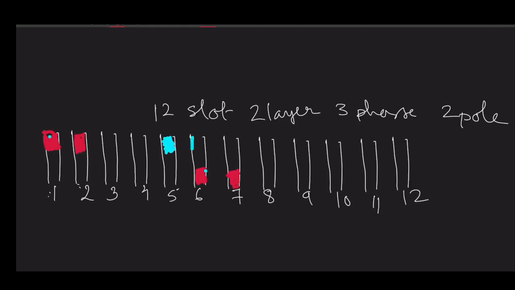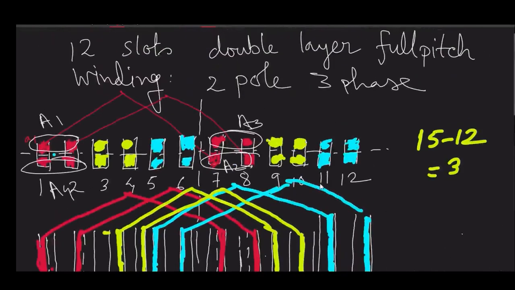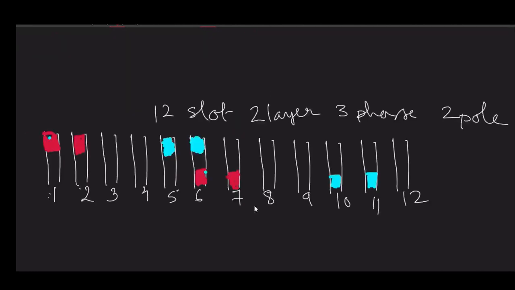So like the previous case, 5 and 6 will be occupied by the upper layer of B. Now what about the lower layer of B? Again we need 150 degree instead of 180. So instead of traversing 6 slots, now we will traverse only 5 slots. So 5 plus 5, we will place it in 10 and 11. Previously, if you recall, it was 11, 12. Let us just go back. Yes, it was 11, 12. That was full pitch, where two adjacent sides of the coils had 180 degree phase shift. Now here we are having 150 degree, chorded.